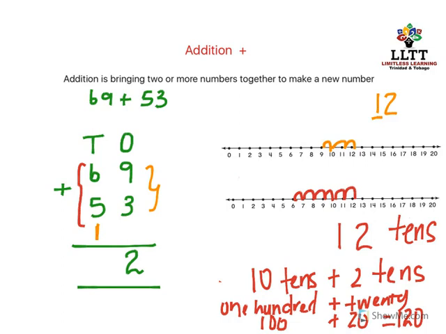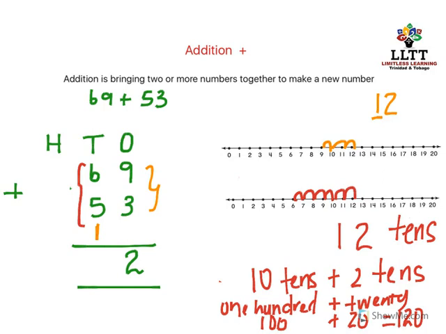So 120 has 100, 2 tens, and 0 ones. Now that I have to use hundreds, I am going to put an H to represent hundreds. Going to put back my addition sign over on the left-hand side. 6 plus 5 plus 1 is 12 tens.